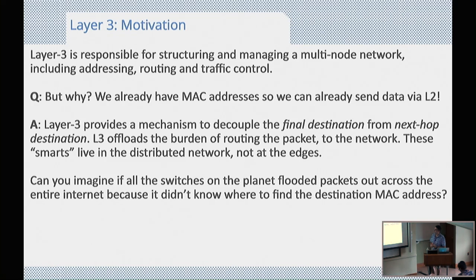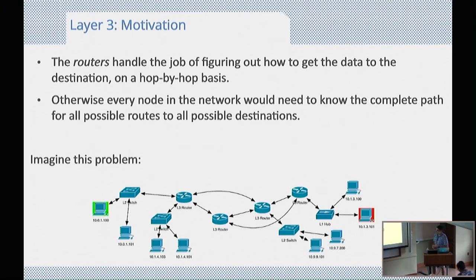Can you imagine if all switches on the planet flooded packets out across the entire internet because it didn't know where to find a specific MAC address? It just wouldn't work. So this job is performed by something called a router. And it's their job to figure out how to get data from one point to another on a hop-by-hop basis. Otherwise, every node in the network would need to know the complete path of the whole network, from all nodes to all nodes.